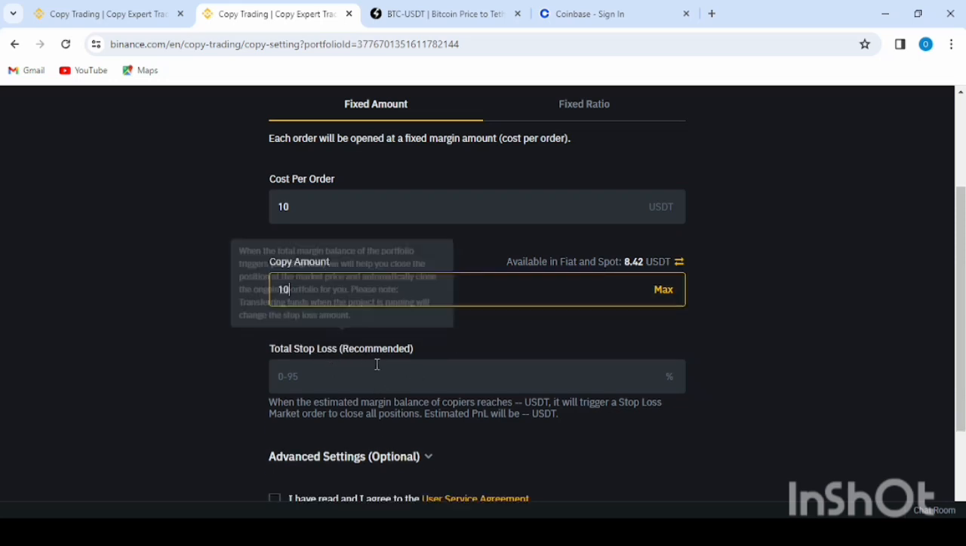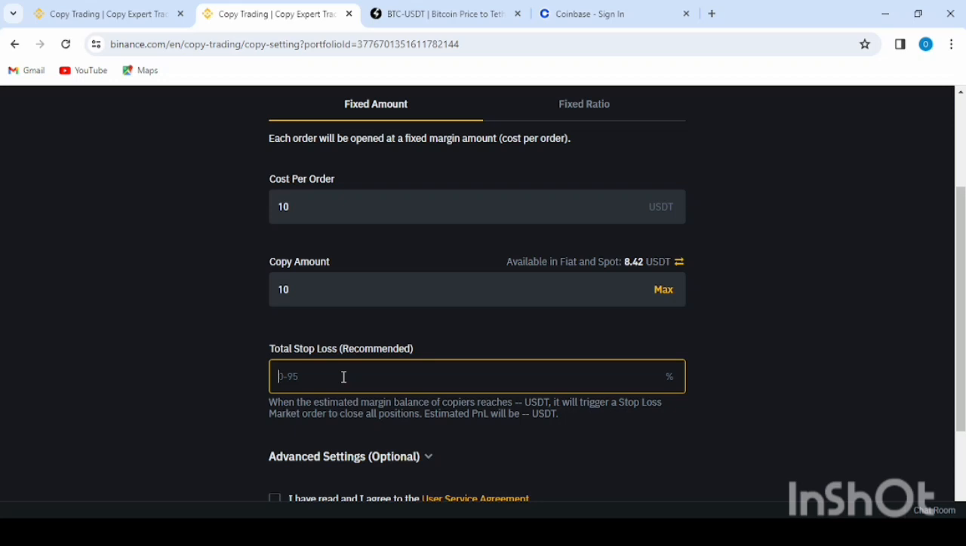All right, so total stop loss. Now total stop loss here means how many percent do I want to lose out of my money. All right, so let's assume I'm using 10 USD. This place they wrote total stop loss means the percentage of amount you're ready to lose out of this trade. All right, so let's say you enter 20%, so 20% of your 10 USD is 2 USD. All right, so look at what they wrote here. They said when the estimated margin balance of copier reaches this, that's 8 USD, it will trigger a stop loss. You understand? So that means that you are losing 20% of this. So that is if you enter 20% as your stop loss. Once 20% downtime is reached, the trade will just cut out.